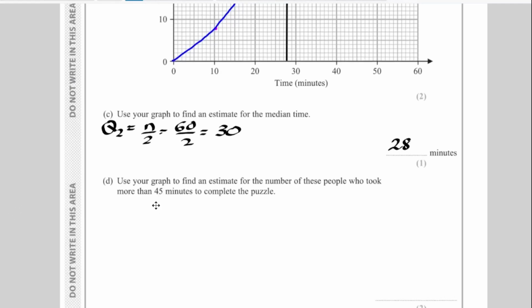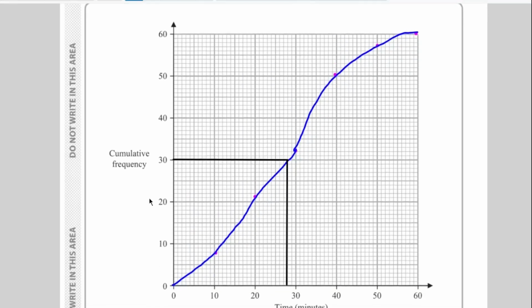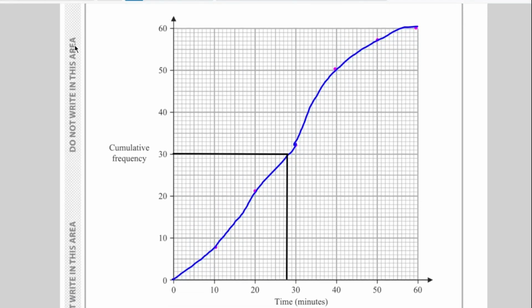Next one, use your graph to find an estimate for the number of these people who took more than 45 minutes to complete the puzzle. So, who took more than 45 minutes to complete the puzzle? Come back again to the graph. Now you need to identify the region which is more than 45. So the more than 45 is, my 45 lies here.